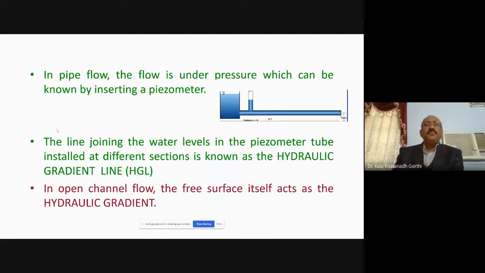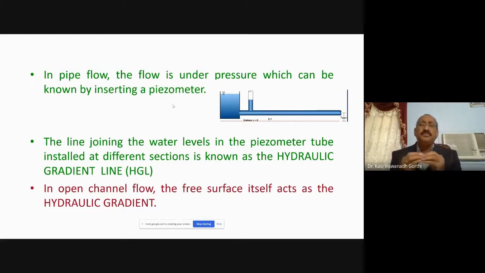So in the pipe flow, the flow is under pressure, which can be known by inserting a piezometer. What is a piezometer? It's a small device which can be used for the measurement of the pressure, like a glass tube connected with a scale. You must have studied in your fluid mechanics subject, piezometer is a pressure measuring device, like U-tube manometer and differential manometer, all these are pressure measuring devices. So piezometer is a simple glass tube arrangement connected with a scale.